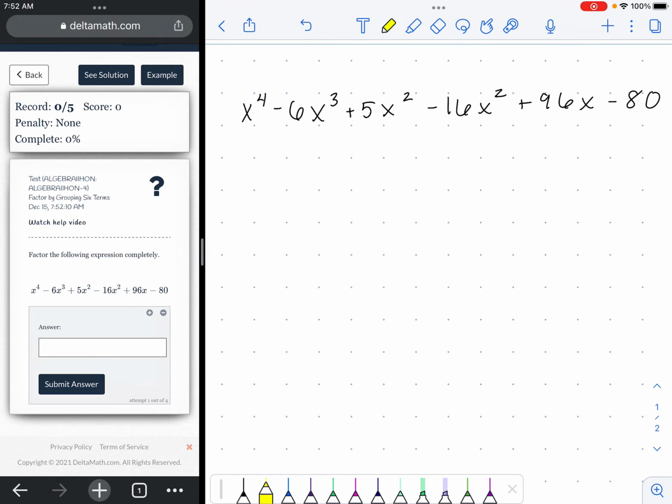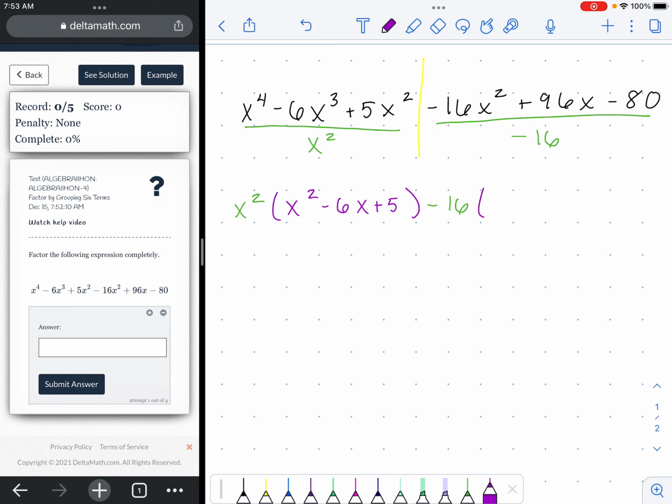So just like normal factoring by grouping, we're going to cut this in half, and then we're going to take a GCF out. So in my first 3 terms, I can take out an x squared. So I'm going to get x squared times x squared minus 6x plus 5. And then over here on the left, I'm going to take out a negative 16.